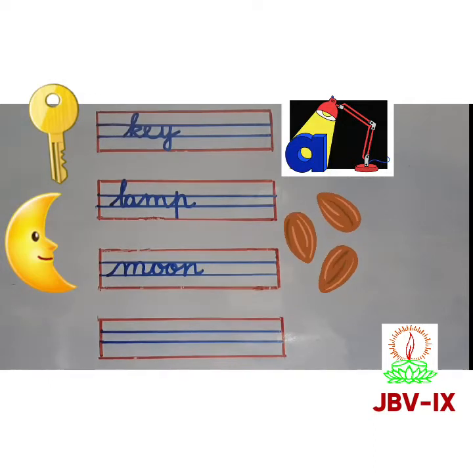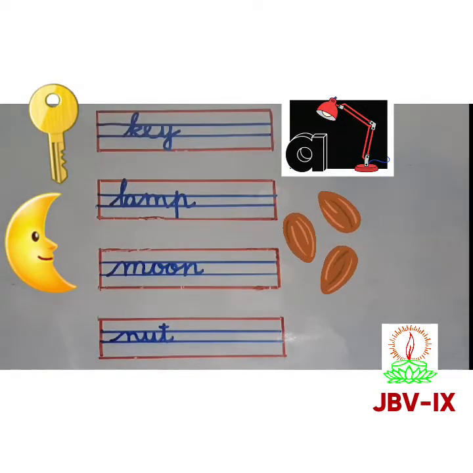Next alphabet is N. N for nut. Children, for example, cashew nuts, almonds are the nuts which are very good for health. We should have one nut per day to keep ourselves healthy. Now what is the spelling of nut? Nut spelling is N-U-T. Nut.